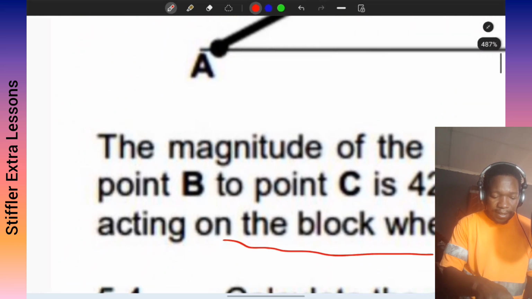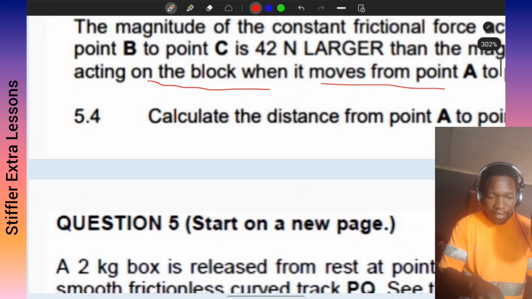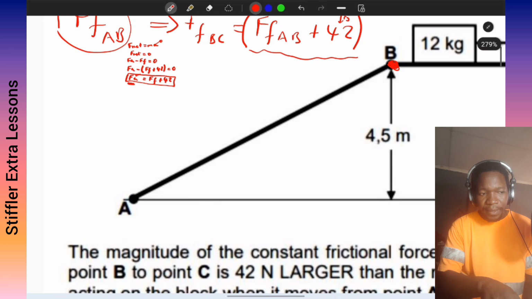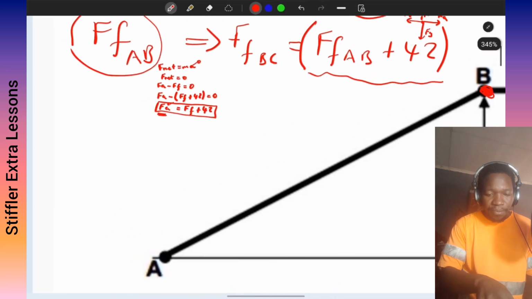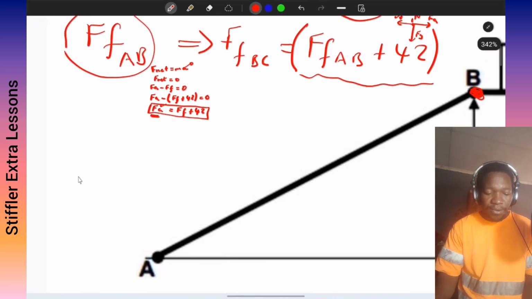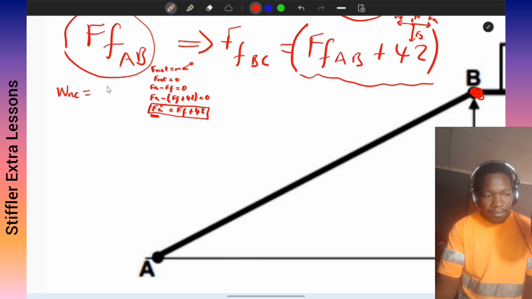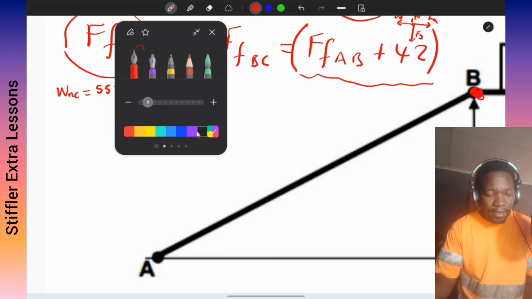The question is actually saying we must do what? Calculate the distance from point A to point B. So how do we calculate our distance from point A to point B? There's something that we already calculated from point A to point B. We already calculated the work done by non-conservative forces, which we found out was 559.58 joules.